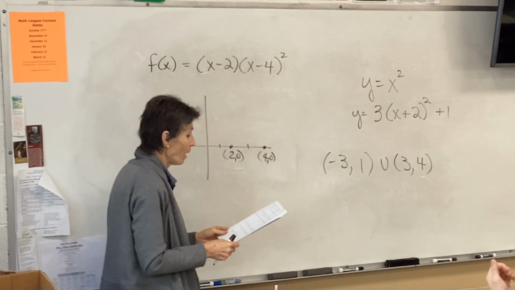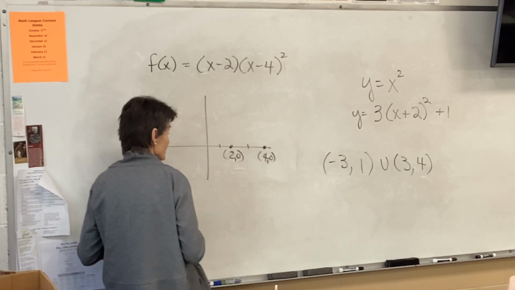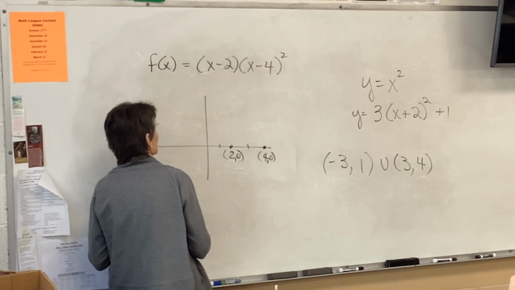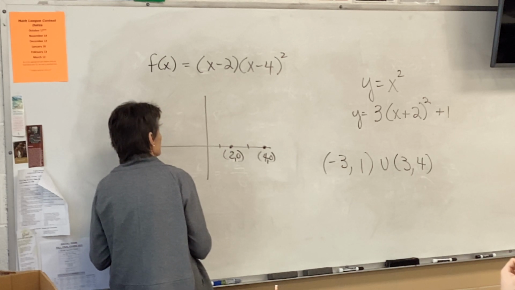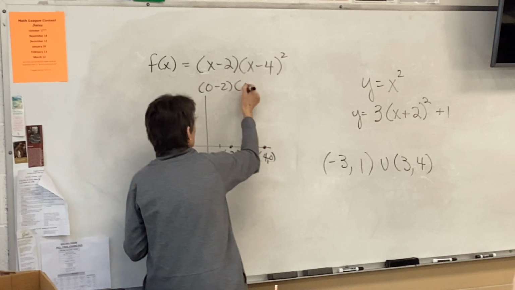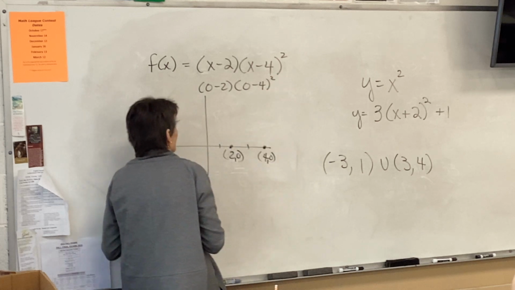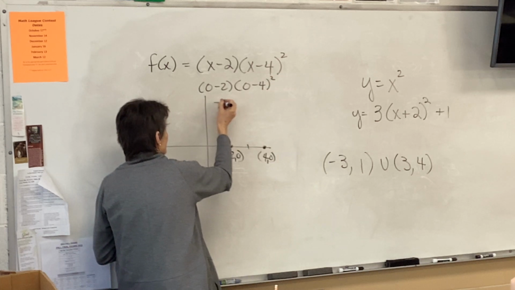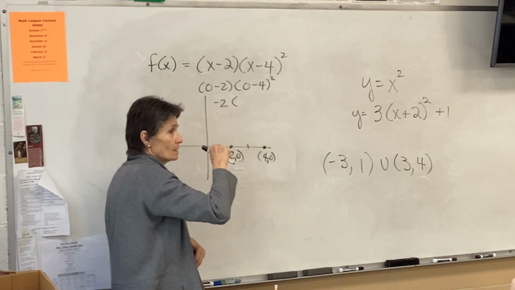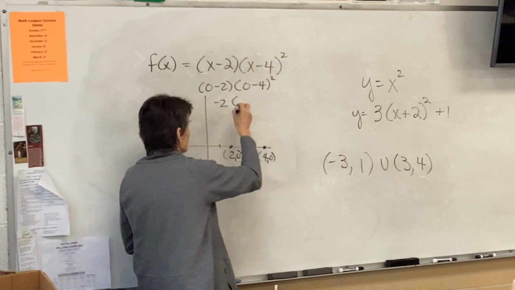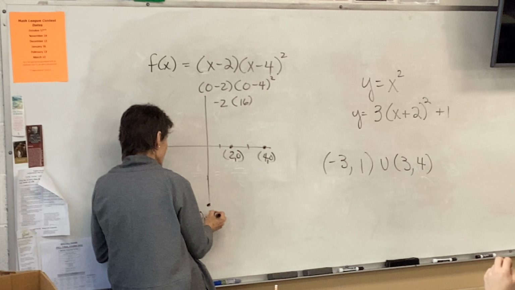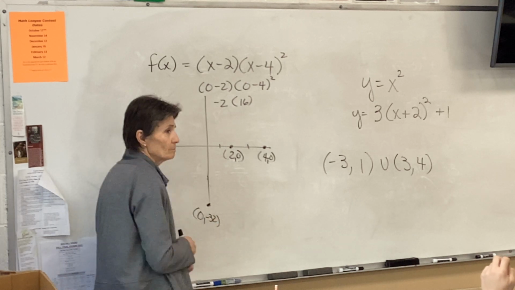Now, find the y-intercept. Well, we've already talked about this yesterday and today. How do we find a y-intercept? Put 0 in for x. So 0 in for x. 0 minus 2 is -2. And 0 minus 4 is -4, but squared is 16. So it looks like my y-intercept is way down here at -32.